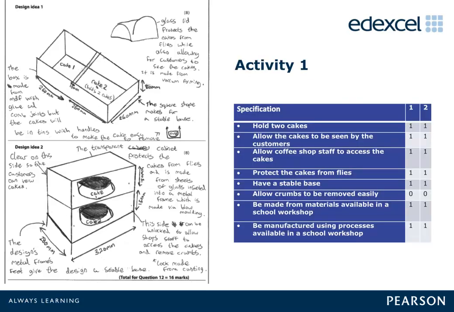Activity 1. The answer. This is a well-presented response, which has been drawn well, although there are no marks awarded for quality of drawing, which scores 7 out of 8 for each of the 2 separate designs. In each case, the mark has been lost for not identifying how the crumbs would be removed. The handwriting and annotation are clear and simple and aid the marking process.